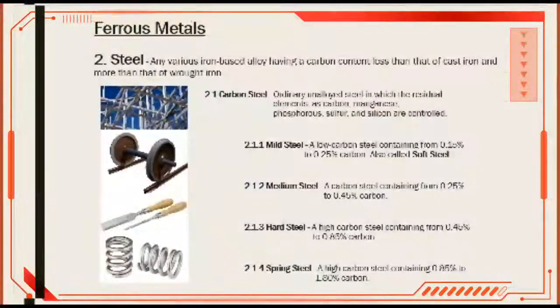Under carbon steel is mild carbon steel, a low carbon steel containing from 0.15 to 0.25% carbon, also called soft steel. We also have medium steel, a carbon steel containing from 0.25 to 0.45% carbon. Hard steel, a hard carbon steel containing from 0.45% to 0.85% carbon. Spring steel, a high carbon steel containing from 0.85 to 1.80% carbon.